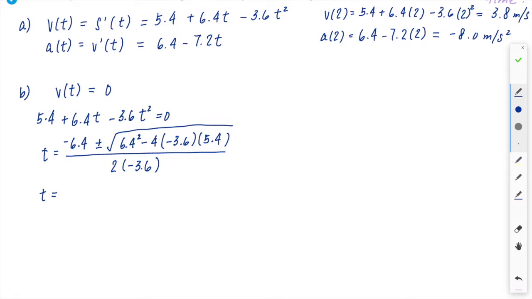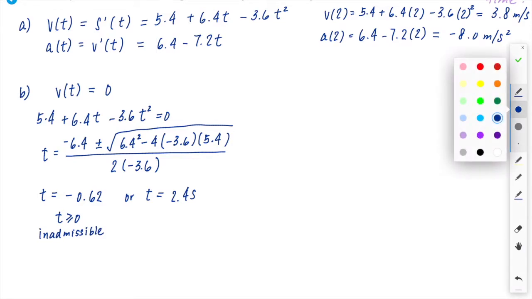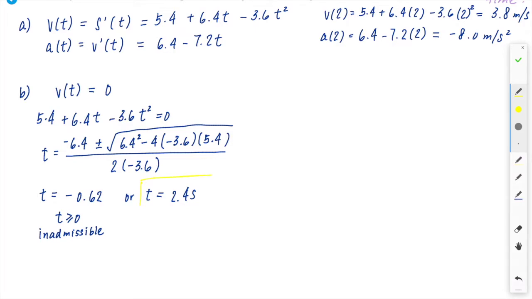You very carefully punch in these numbers onto your calculator. You will either get t equals negative 0.62 or t equals 2.4 seconds. We know that since t is greater than or equal to 0, this is an inadmissible root. Inadmissible. There we go. As a result, the only possible answer is 2.4 seconds.